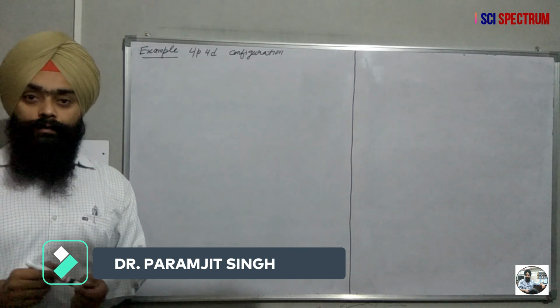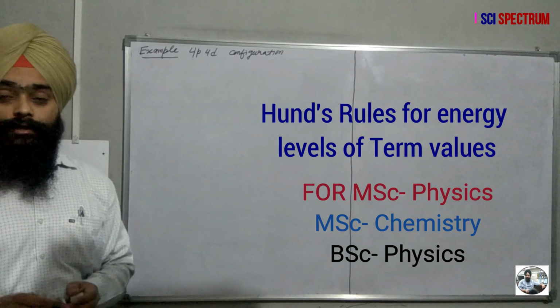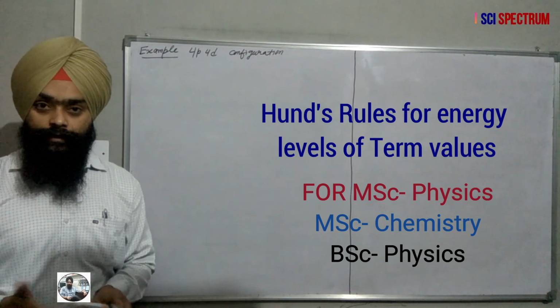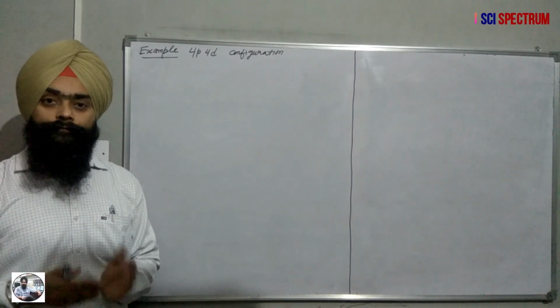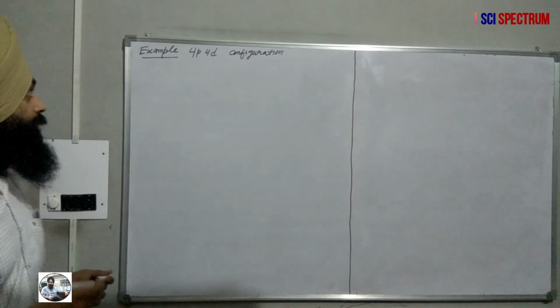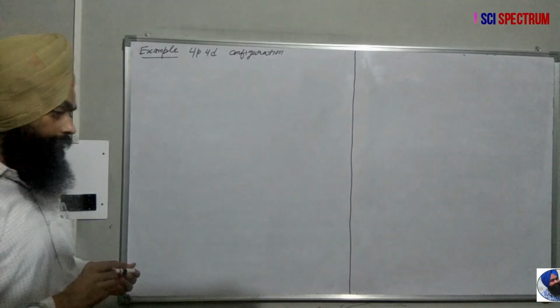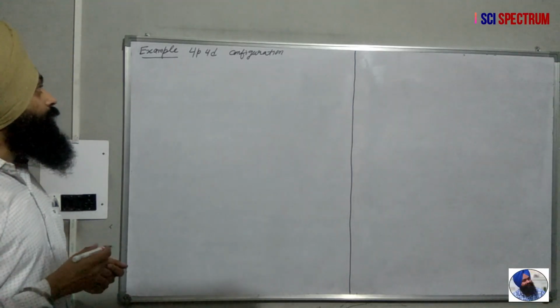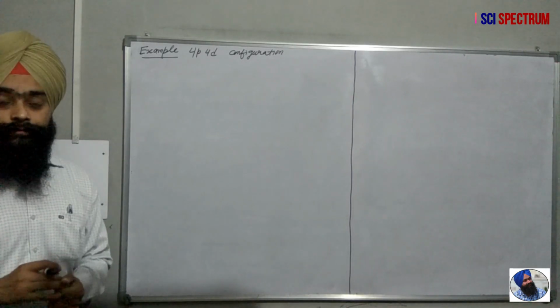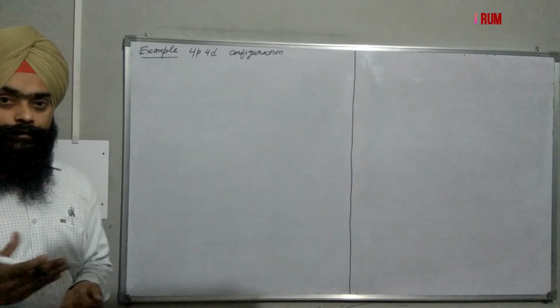So let us take a very important example, the 4p 4d configuration. We will find out the term values one by one and we will apply Hund's rule to find the energy levels of the 4p 4d state. First of all, we will try to find out whether it is equivalent electrons or non-equivalent electrons.